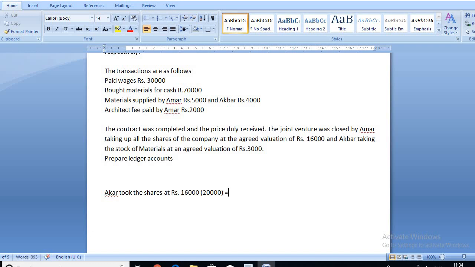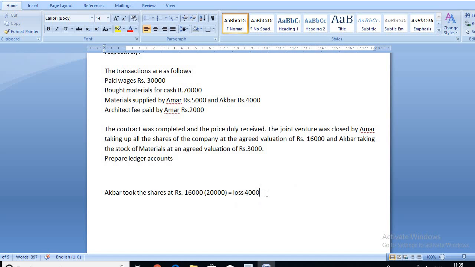Now, tell me, what's the profit or loss? There is a loss because the value of shares is 20,000, but the shares were taken at rupees 16,000. So there is a loss of rupees 4,000. The agreed valuation is 16,000, but the original value is 20,000. Now we have to treat this transaction.